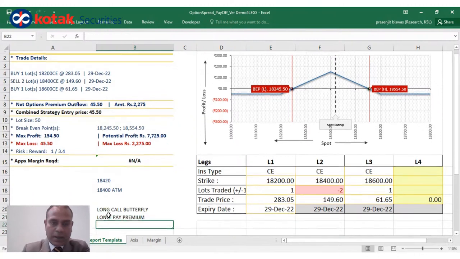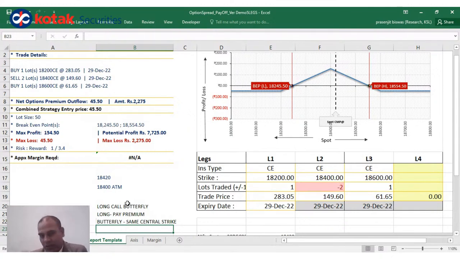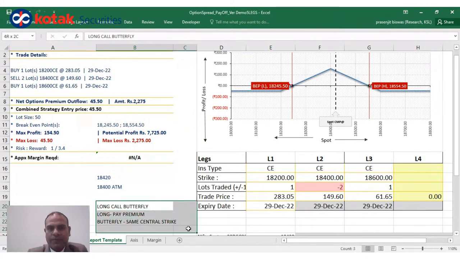The word butterfly comes because I am using the same central strike, correct. So this is for you to remember, so that you don't mix up the name of the strategy and what it is. So basically, what is the view?